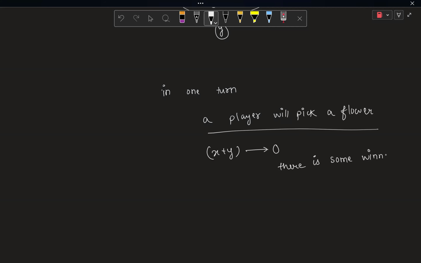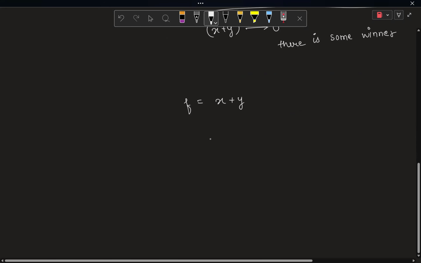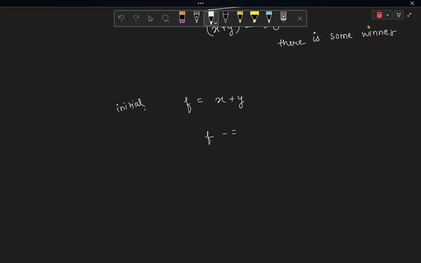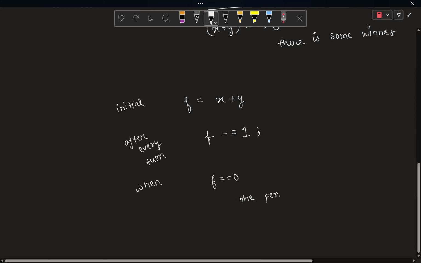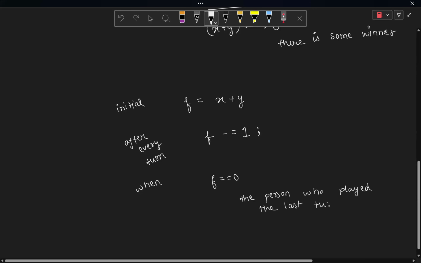So if I say f is equal to the number of flowers I have initially, which is x plus y, after every turn f will reduce by 1. So this is initial, and this is after every turn, f will reduce by 1. And at the end, when f becomes 0, the last player who made the move will win. The player who played the last turn, or you can say removed the last flower, will win.